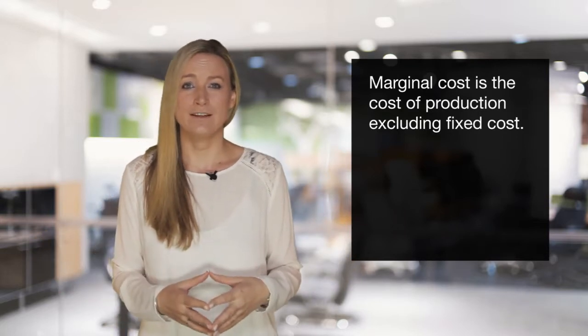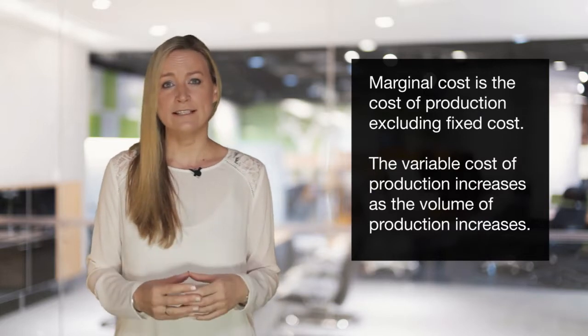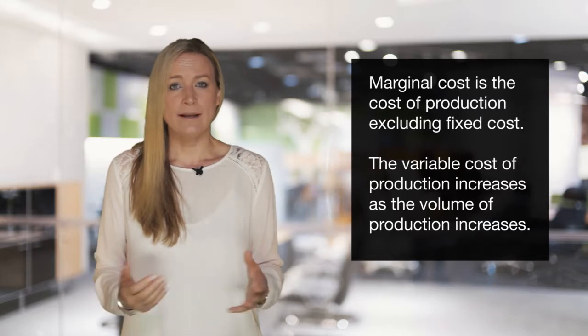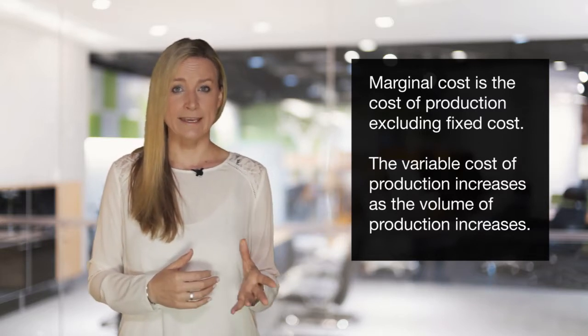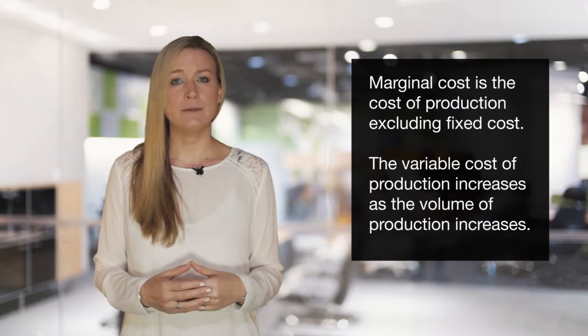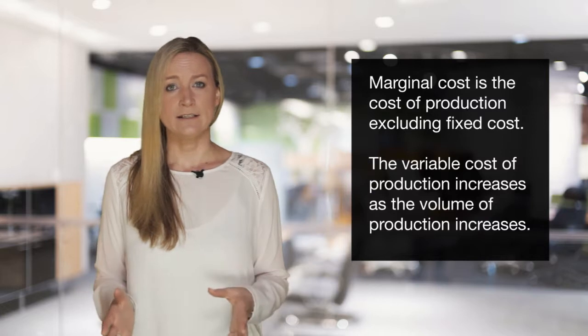The important thing to note is that the variable costs of production increase as the volume of production increases. If 1 pound of sugar is used to make 1 cake and 2 cakes are needed, then the variable cost would be the price for 2 pounds of sugar, because 1 pound is needed for each cake.